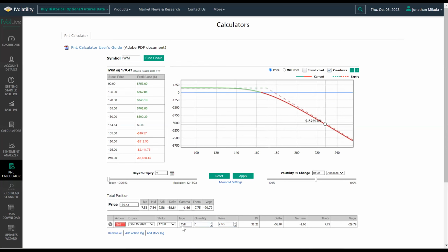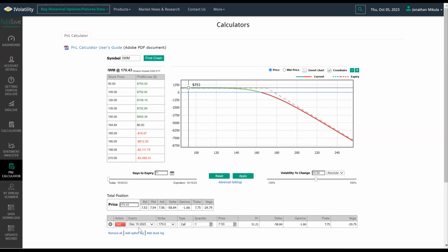And so in this case, what we're saying is we don't want IWM to go over 170. We want it to continue trading below 170. And as long as it does, when we sell this 170 call, we're going to earn that $753 up front. And the only way we lose that is if IWM goes higher than 170. So if it does, you could see where we start to lose money. But if it doesn't, we'll be able to keep this whole premium, right? And realize that profit at expiration.